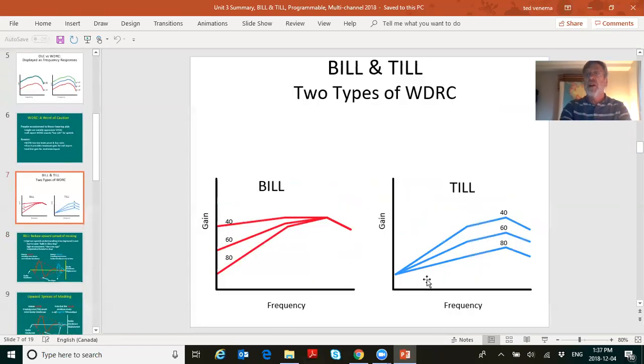Now, Bill and Till no longer are of any use. History, okay? We looked at Bill and Till as two original types of WDRC. One was WDRC confined to the low frequencies.